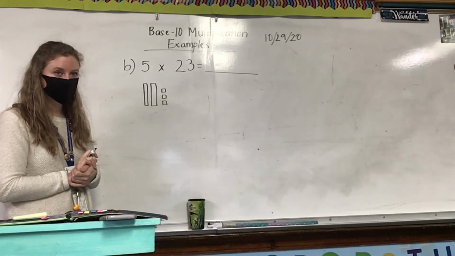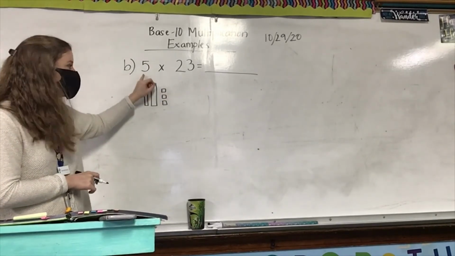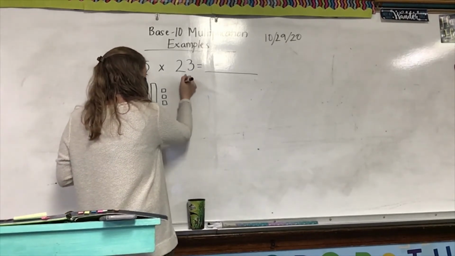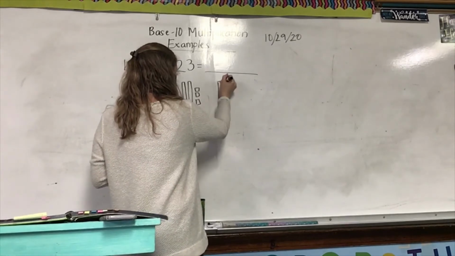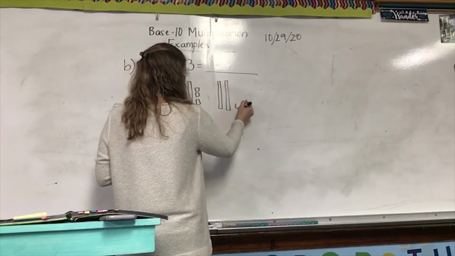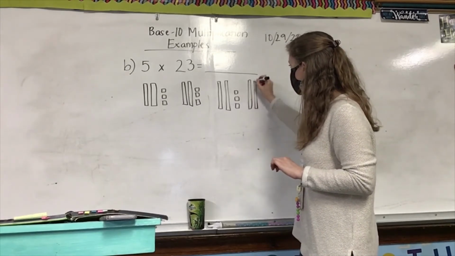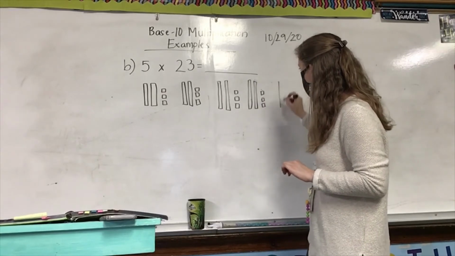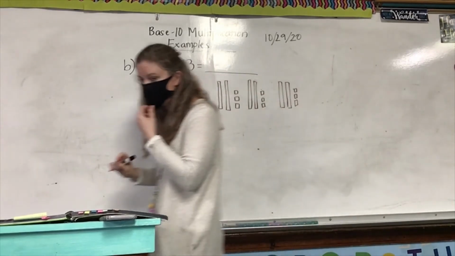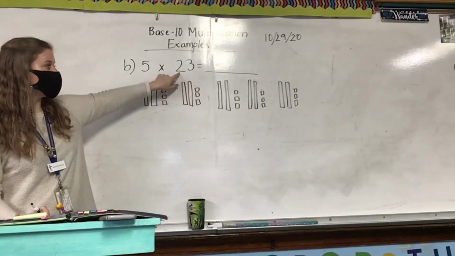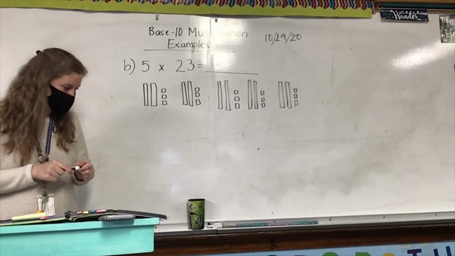And then we do it again 5 times. We repeat it 5 times. We model the larger factor. We repeat it the smaller factor number of times. So we have 1, 2. Try to give yourself space between each model, too. 3, 4, 5. So I modeled 5 times 23 by using base 10 blocks to model my larger factor and repeat it my smaller factor number of times. Okay.